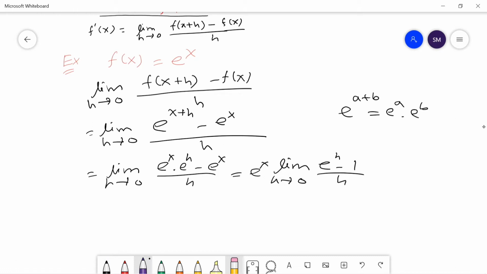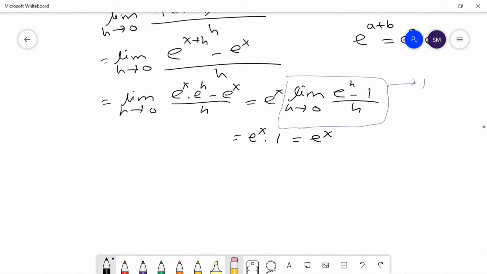This limit is a standard limit and this is equal to 1. So this will give you e to the power x multiplied by 1, which is equal to e to the power x. Therefore d dx of e to the power x is equal to e to the power x.